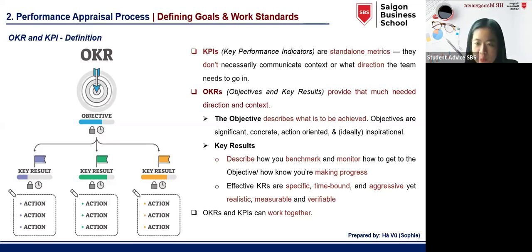Firstly, the objective describes what you want to achieve. Well-designed objectives prevent unclear goals and lead to smoother execution. Secondly, key results outline how you will measure progress. They should be specific, time-bound, challenging but realistic, measurable, and verifiable.